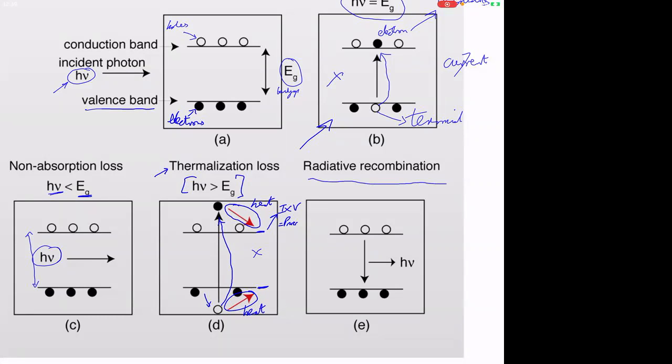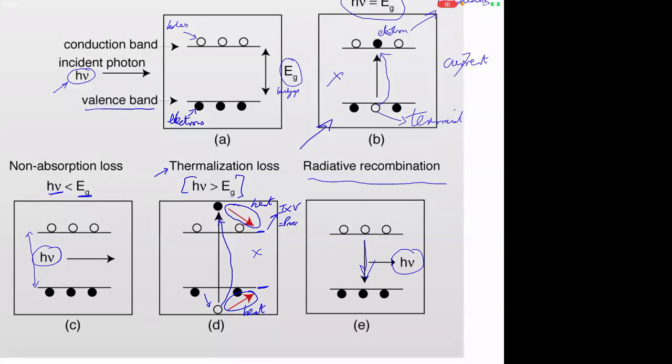simply combines with the hole, as shown by this arrow, and annihilates. This electron-hole pair disappears. The electron disappears from the conduction band and simply goes back to the valence band. And in return, the energy is simply emitted as light, which is this h nu photon, and which is the example of fluorescence, phosphorescence, and things like that.